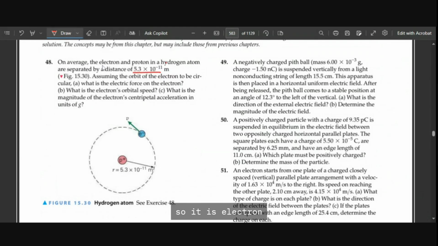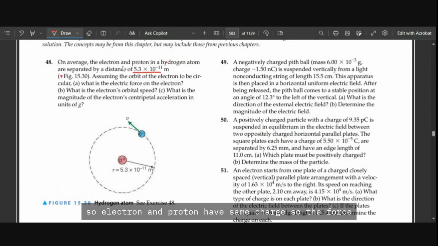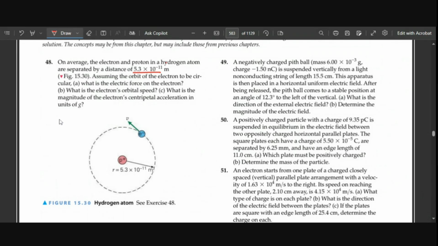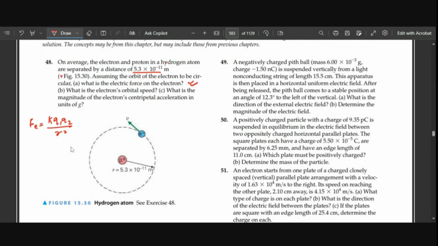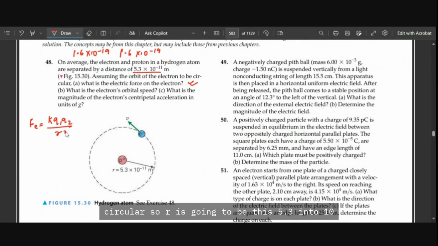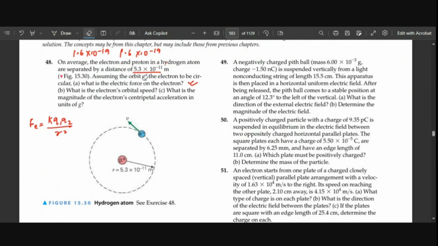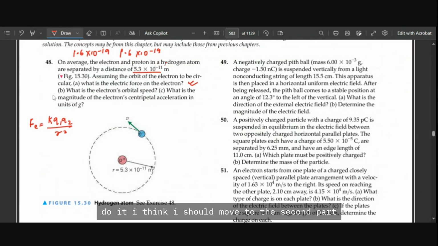So it is an electron and a proton in a hydrogen atom. The electron and proton have the same magnitude of charge. So the force that is going to act is k Q1 Q2 over r squared. This is the electric force which we have to find in the first part. What is the charge of the electron? 1.6 times 10 to the power minus 19. What is the charge of the proton? The same. That's it. Assuming the orbit of the electron to be circular, r is going to be this 5.3 times 10 to the power minus 11. So that is the first part. You can easily do it. I think I should move to the second part.